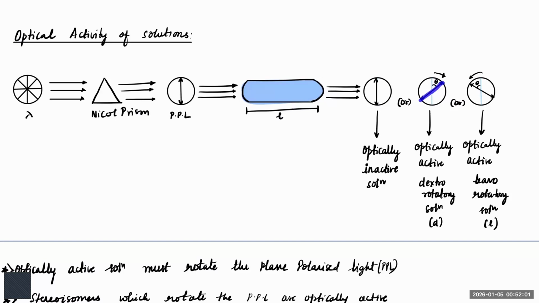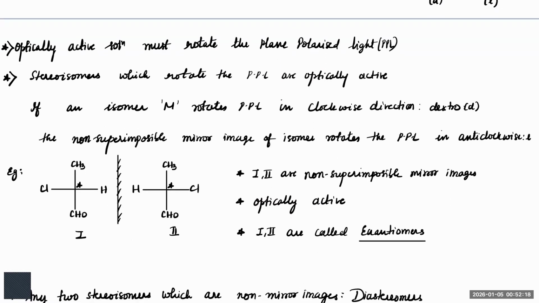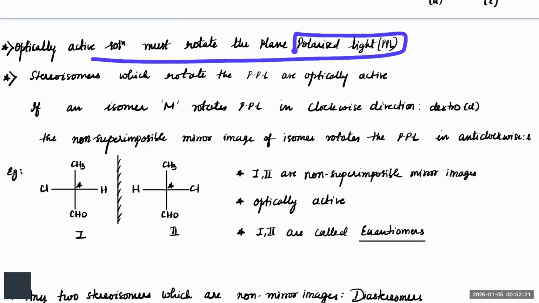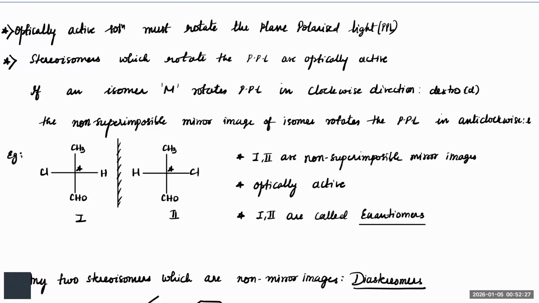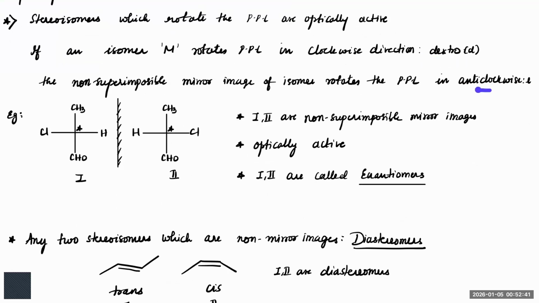If it gets deflected, making an angle theta in the clockwise direction, we say it is optically active and dextrorotatory. If the deviation is in the anticlockwise direction, then it is a levorotatory solution. Optically active solutions must rotate plane polarized light, and they are stereoisomers which are optically active, right? If it rotates in the clockwise direction, we call it dextro, and in the anticlockwise direction we call it levo.